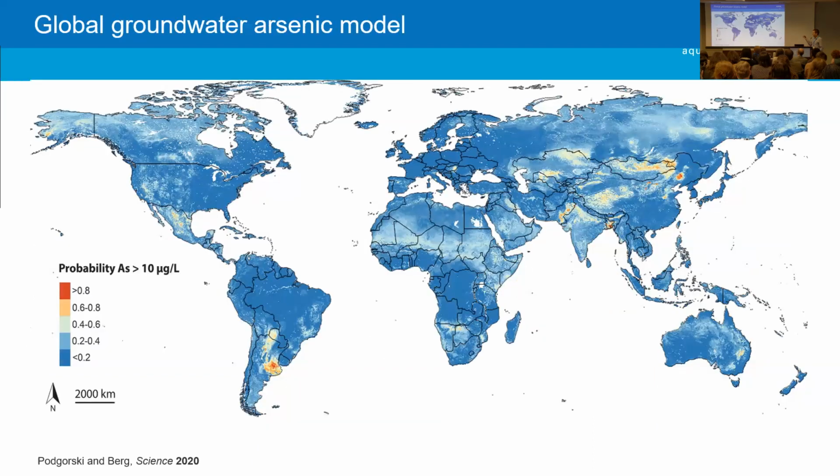This is our global model we came up with a couple of years ago of arsenic in groundwater. And again, it's a prediction of a high or low of arsenic. And so the redder the areas, the higher the probability of finding arsenic exceeding 10 micrograms per liter, using those data I showed on one of the first slides with all the big gaps in there.